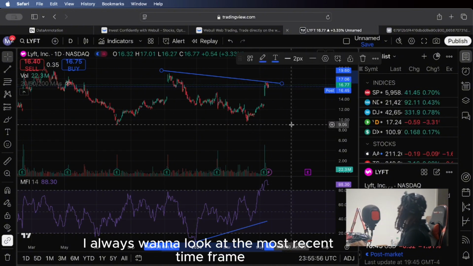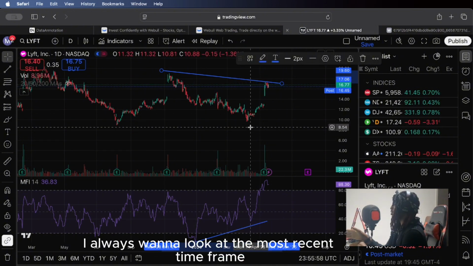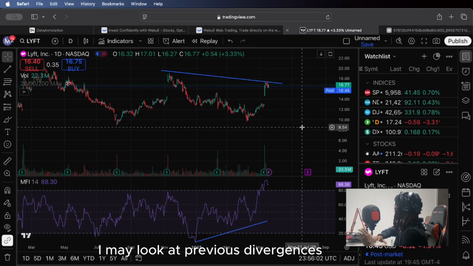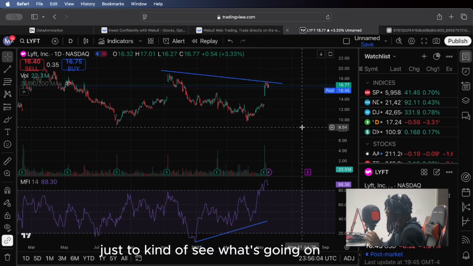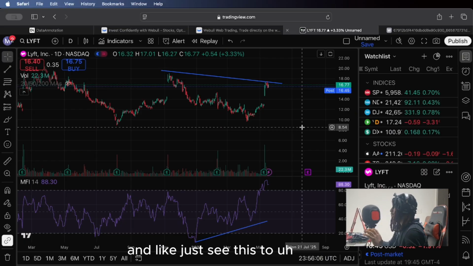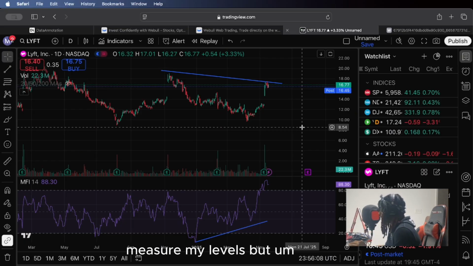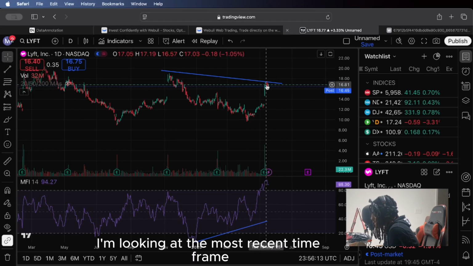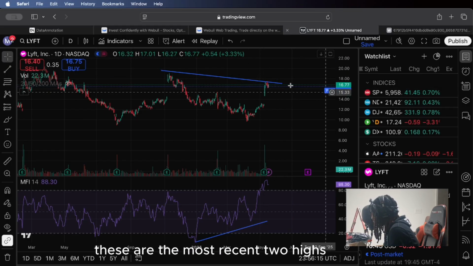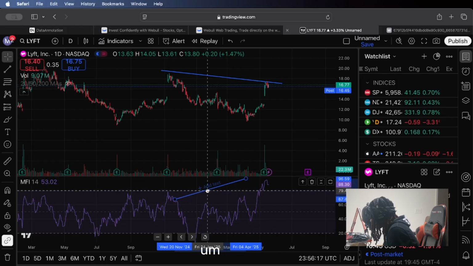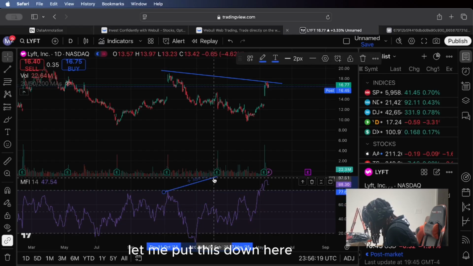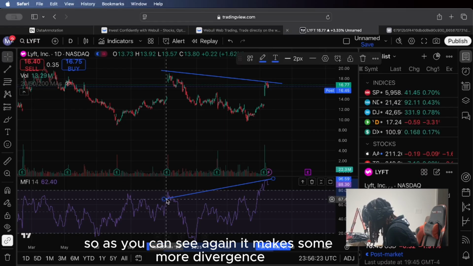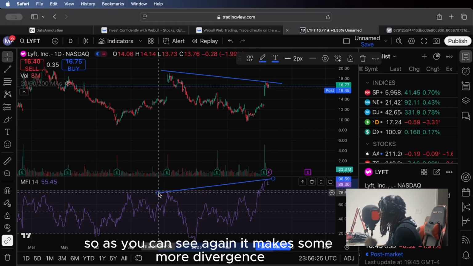And when I look at divergence, I always want to look at the most recent time frame, the most recent highs and lows that passed. I may look at previous divergences just to kind of see what's going on and to measure my levels. But yeah, I'm looking at the most recent time frame, which is right here and right here. These are the most recent two highs. Let me put this line here so I can see what's going on. So as you can see, again, it makes some more divergence.